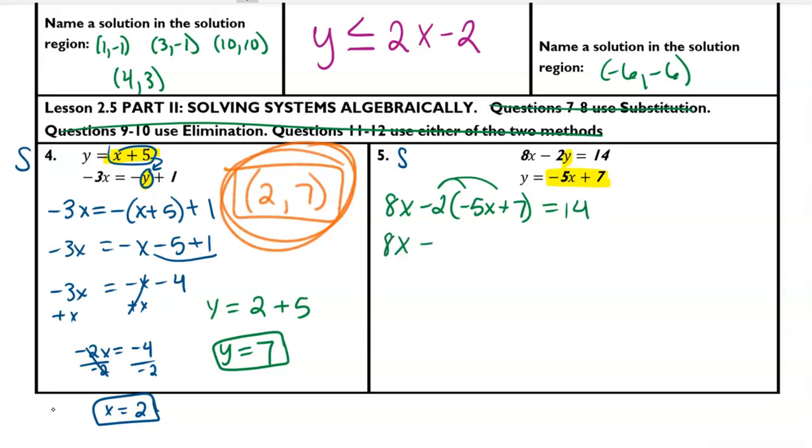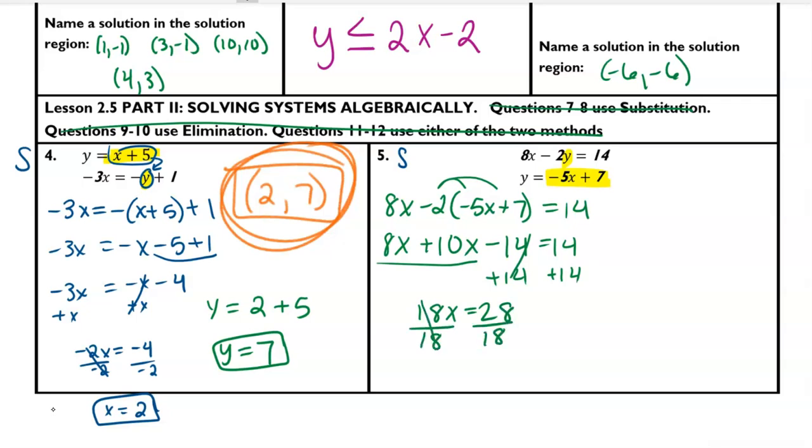Let's start solving by distributing that negative 2. So negative 2 times negative 5 is positive 10, and negative 2 times 7 is negative 14. We can add that 14 to the other side and combine these two here. 8 and 10 is 18. We would divide by 18 to get x equals 14 over 9. I know that's a fraction, not my favorite, but it's all right.